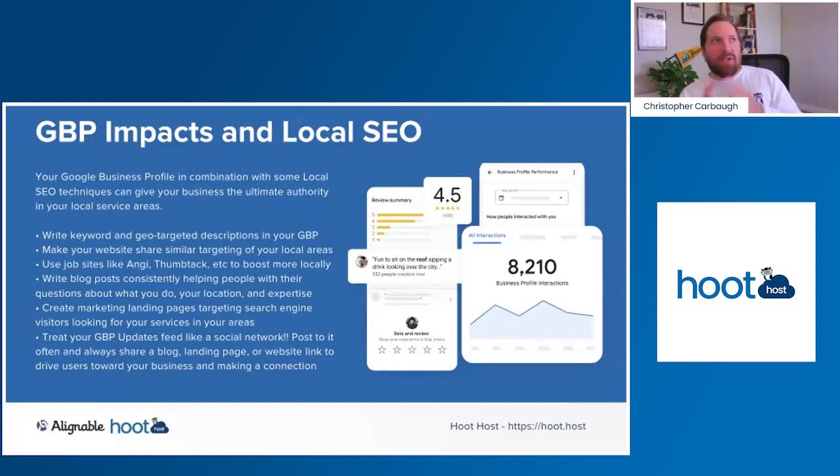We always talk about content being king, right? The best way to optimize is using your content and blog posts to hit keywords and geographic targeting. But you can do that with your Google Business Profile too. When you're writing descriptions and information in your Google Business Profile, you can use keywords and geo-targeted language to drive those SEO goals. Make sure your website then shares similar targeting of your local areas.